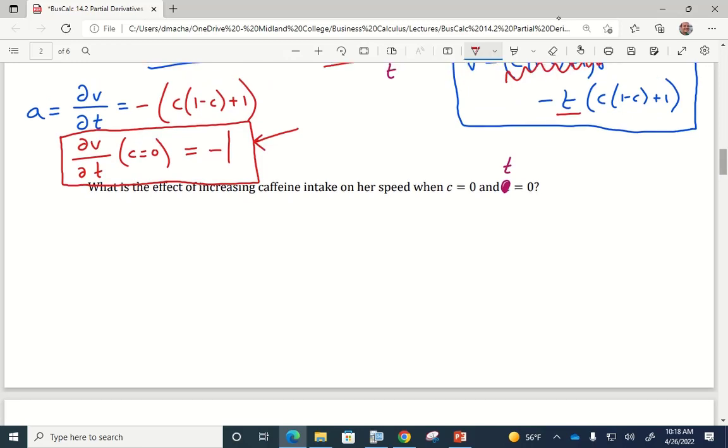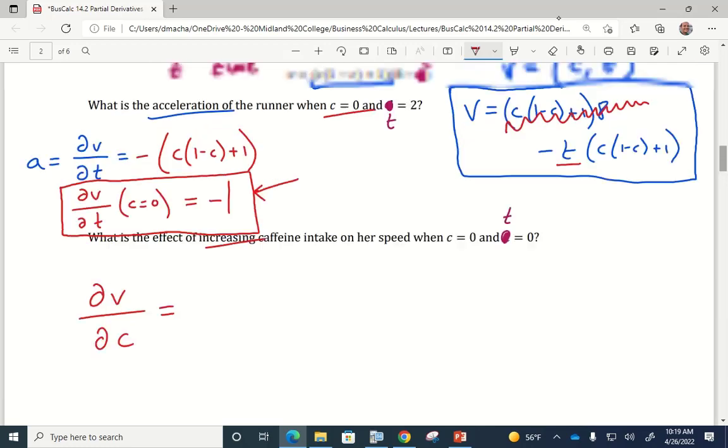Okay, so then the next question says, what is the effect of increasing caffeine intake on her speed? So increasing caffeine intake, we're asking the question, how is our velocity changing with respect to caffeine intake? So I would write the partial v over partial c. I'm saying if I want to increase my caffeine intake by just a little bit, how would my speed increase? So it's this rate of change.